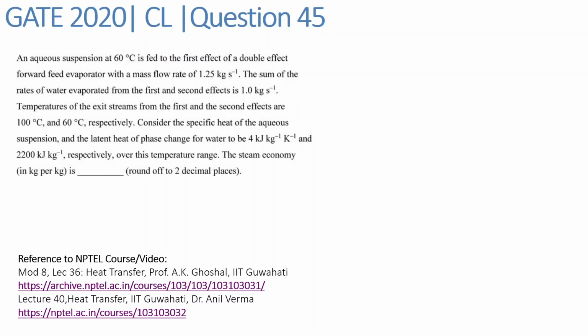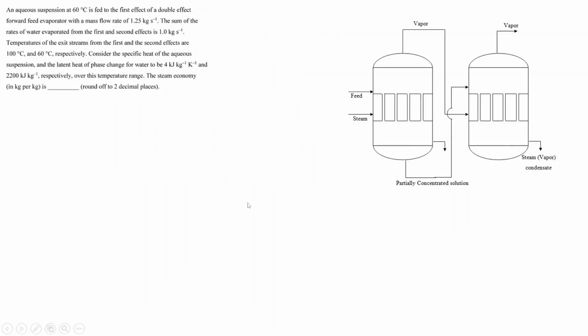So in this question, we have been given a double effect forward feed evaporator and we have been asked to find the steam economy. In general, any double effect evaporator is given by this general schematic. So we have this feed, which is basically an aqueous solution that needs to be concentrated, and we provide steam as a heating medium, which is used to evaporate the solvent or water present in the feed to concentrate it.